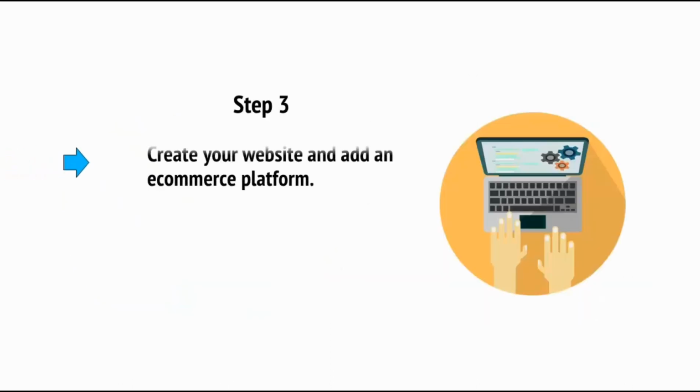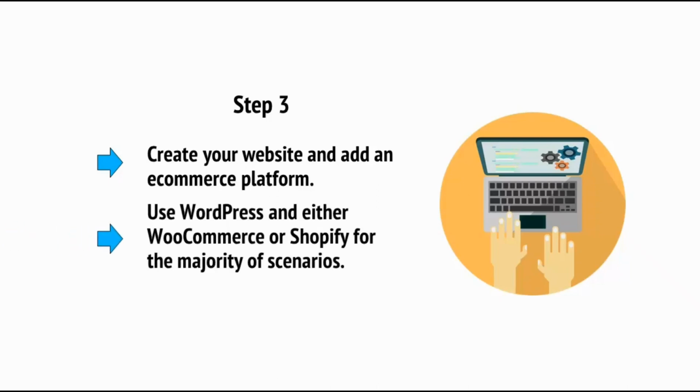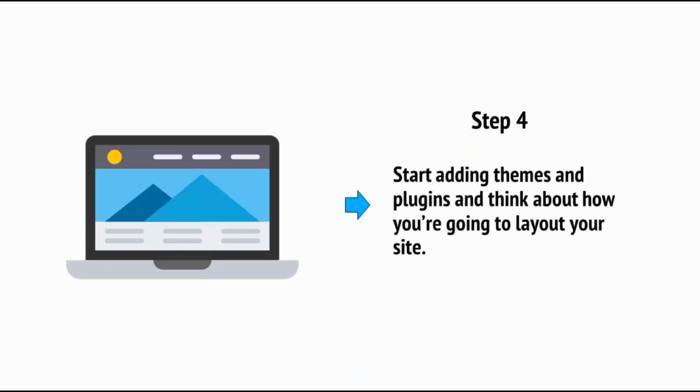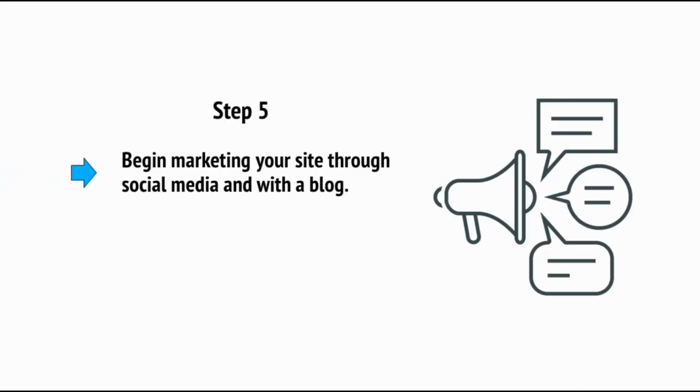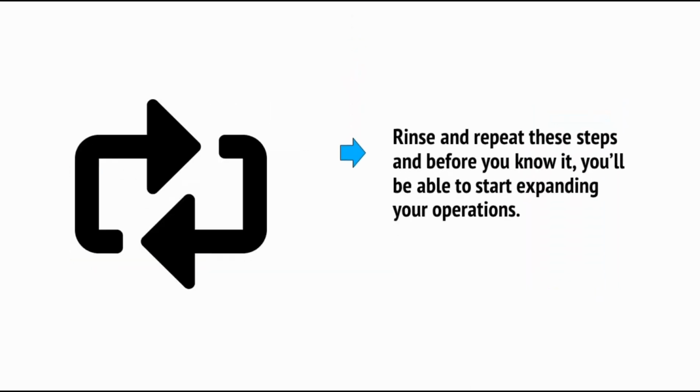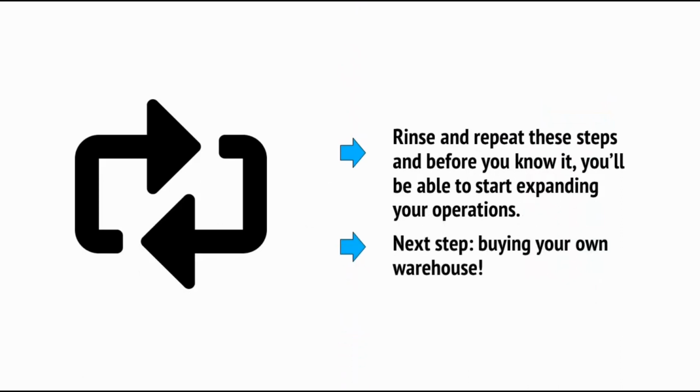Step number 3. Create your website and add an e-commerce platform. Use WordPress and either WooCommerce or Shopify for the majority of scenarios. Step number 4. Start adding themes and plugins and think about how you're going to lay out your site. And finally, step number 5. Begin marketing your site through social media and with a blog. Reinvest the profits in more stock and more marketing, and keep a close eye on what's working. Rinse and repeat these steps, and before you know it, you'll be able to start expanding your operations. Next step, well, buying your own warehouse, but that's a topic for another video.